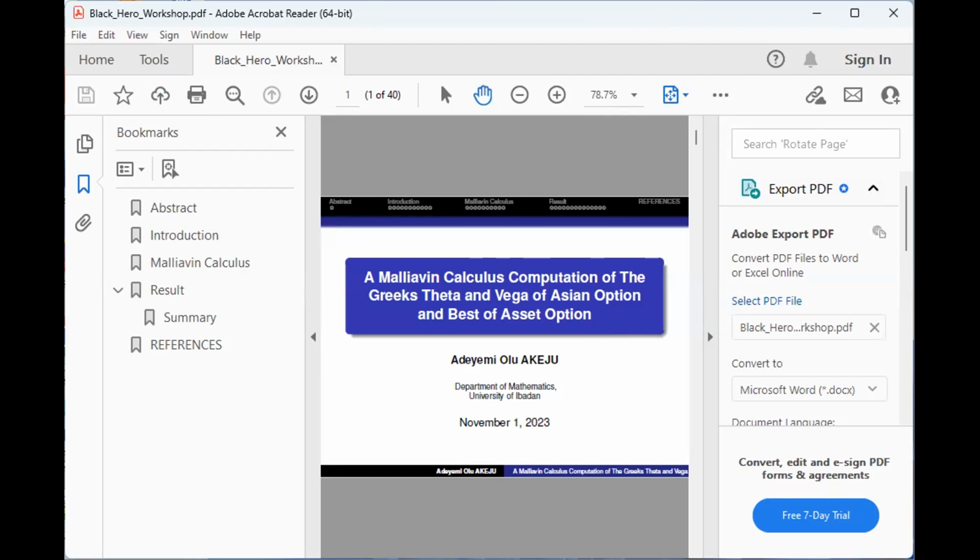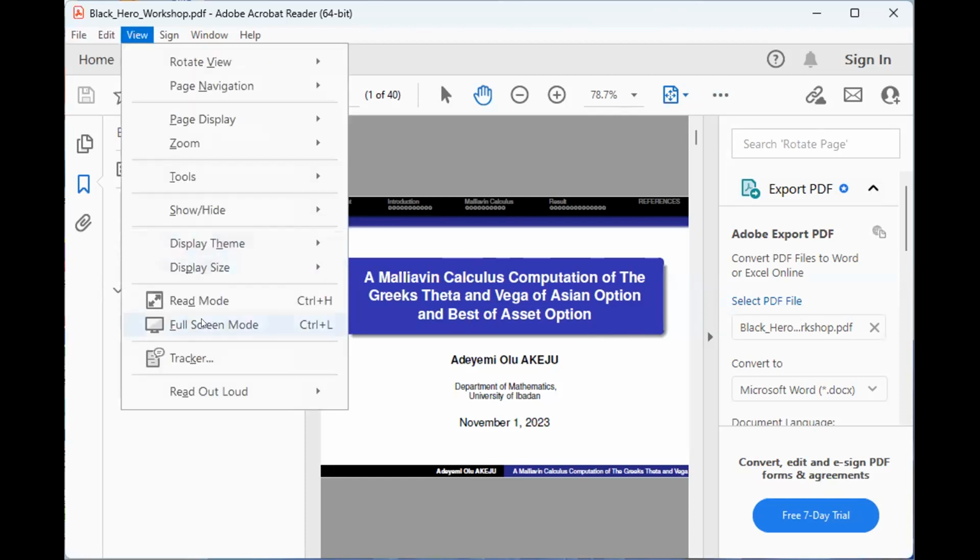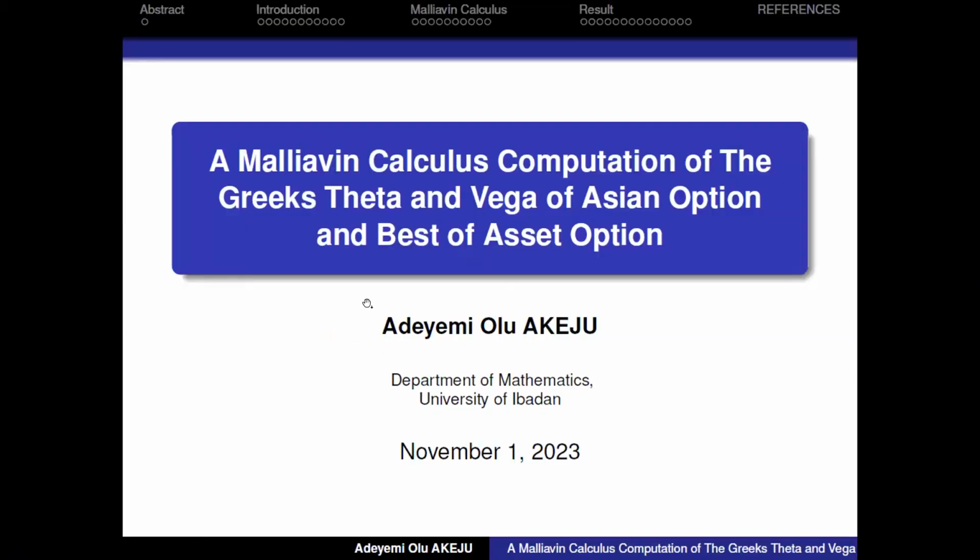Okay, Joe, you can just enlarge the screen. You can enlarge the screen and it will be fine. No, no. Yeah, okay. Good.